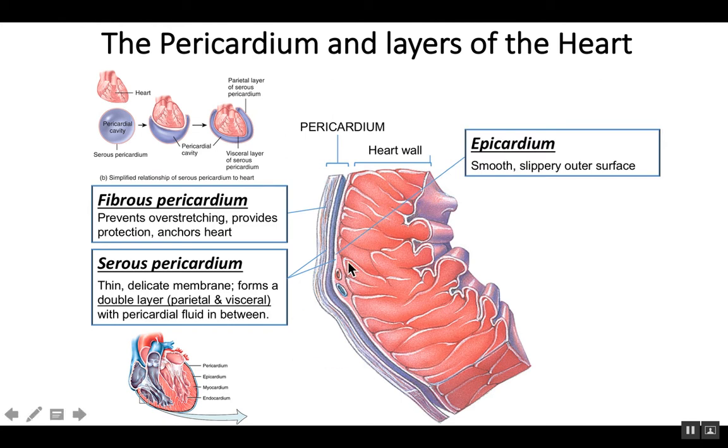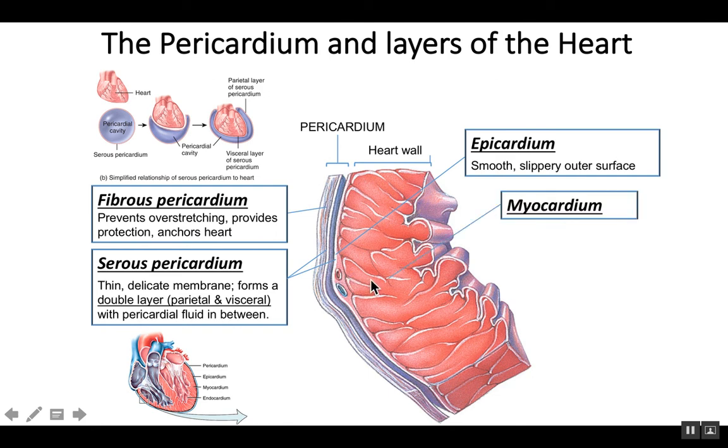So that layer has two names. You'll notice both of these lines are pointing to the exact same, very thin, very delicate outer layer of the heart. It's the visceral layer of the serous pericardium. It's also known as the epicardium because it's the outer layer of the heart. This layer is very smooth. It reduces friction because we don't need friction developing when the heart is pumping. So it's a very smooth, slick outer surface of the heart.